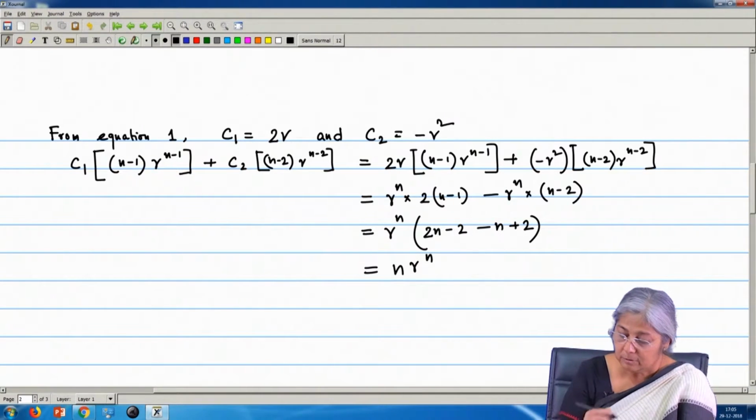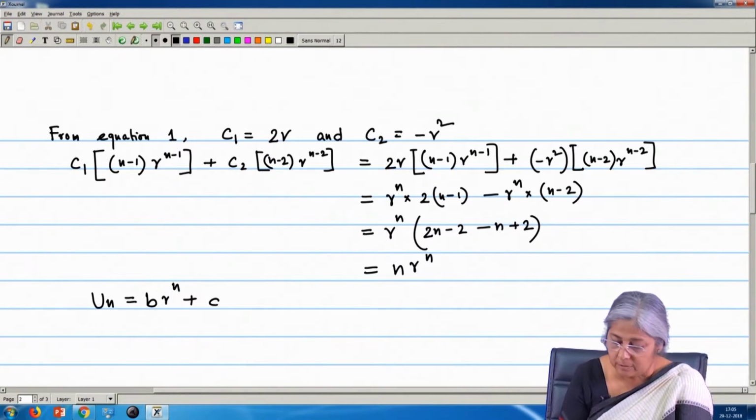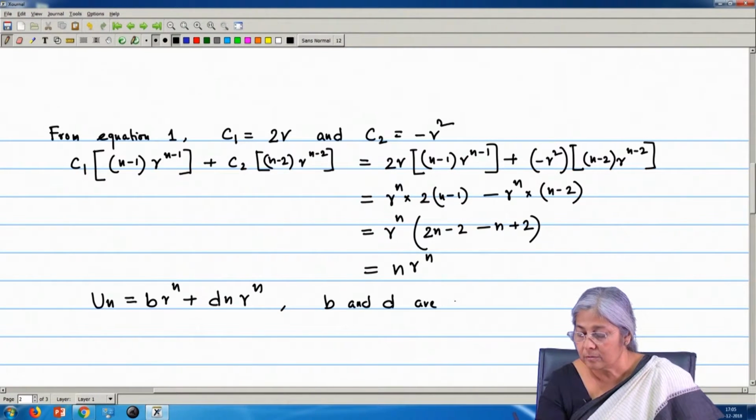So, if I take the same convention, my solution u n equal to b r to the power n plus d n r to the power n, where b and d are two constants.